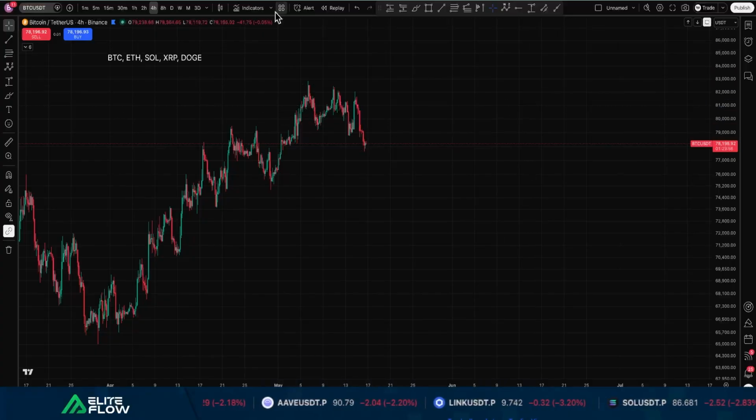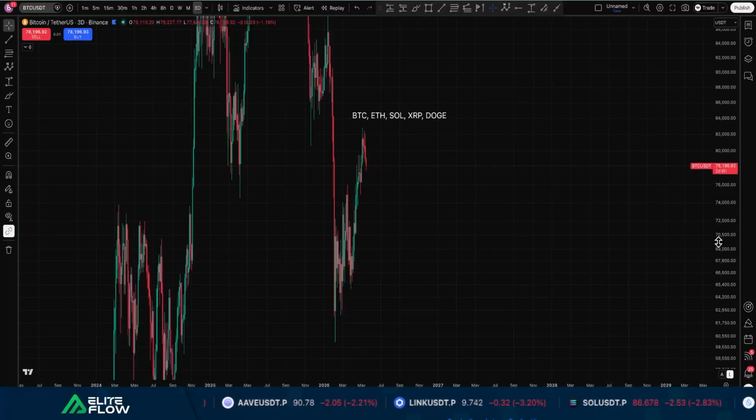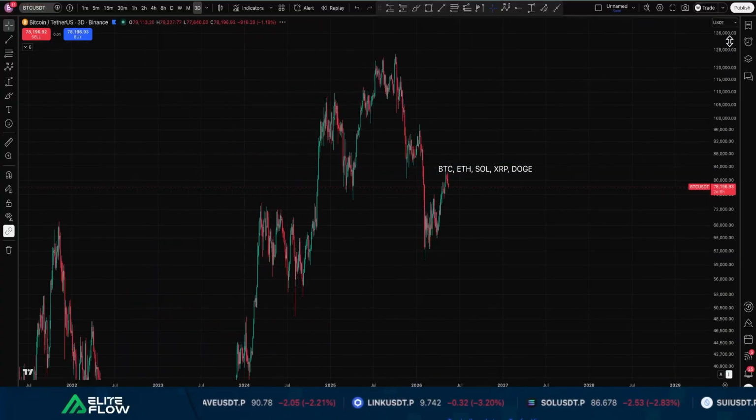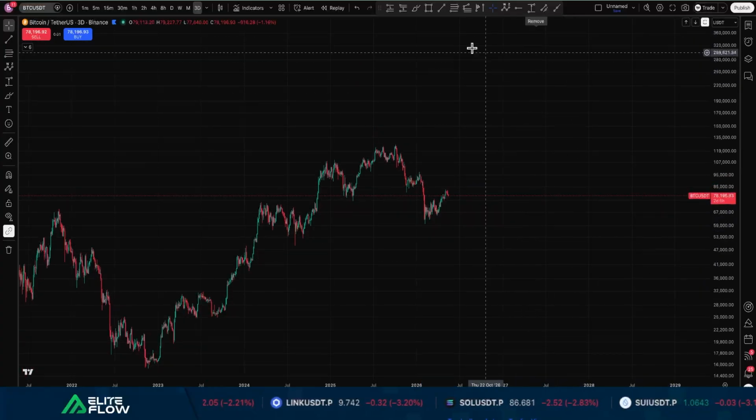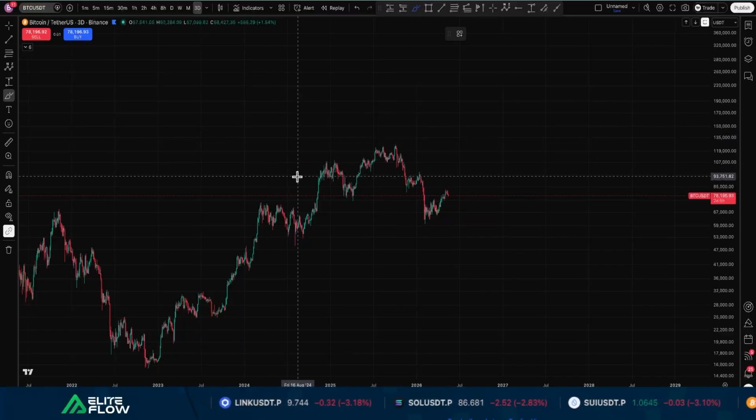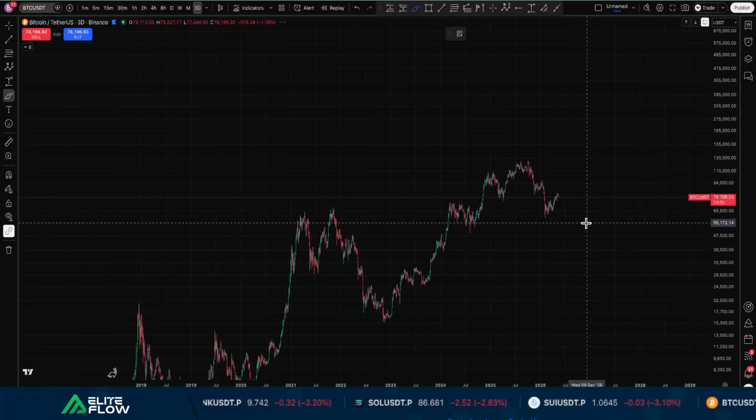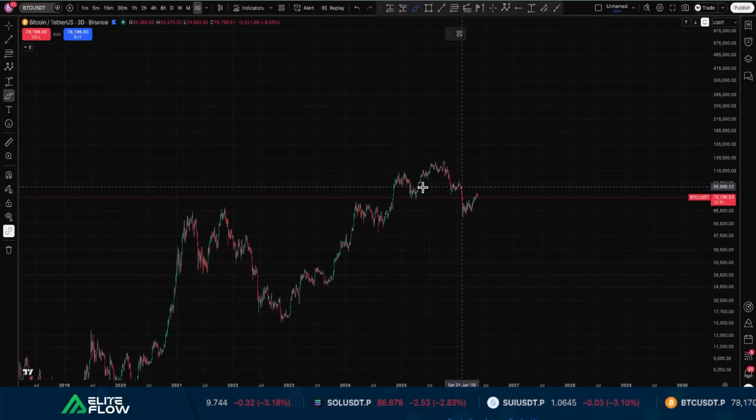So now let's have a really quick look. I'm going to delete this now. I've said my piece. Bitcoin. This is the three day time frame. This is a really quick zoom out.